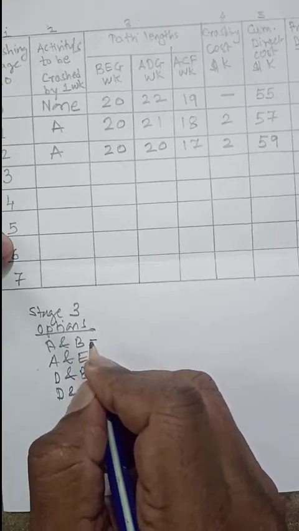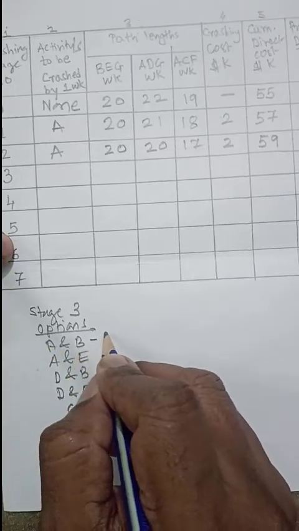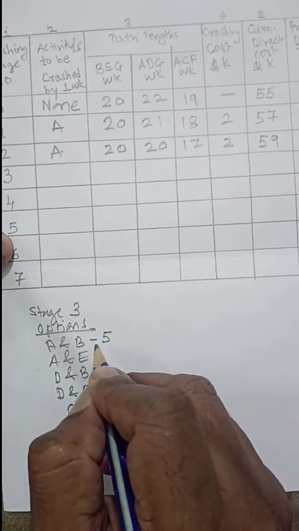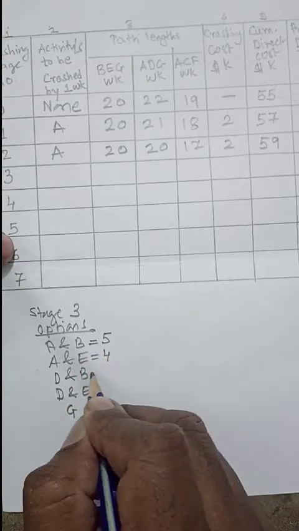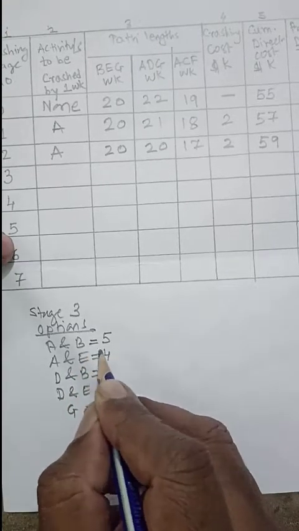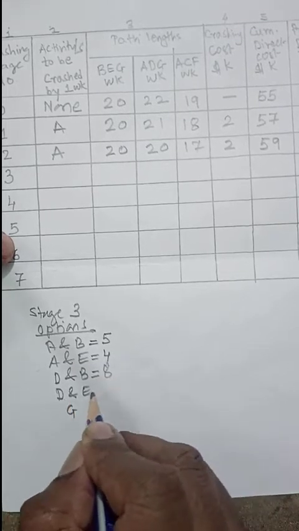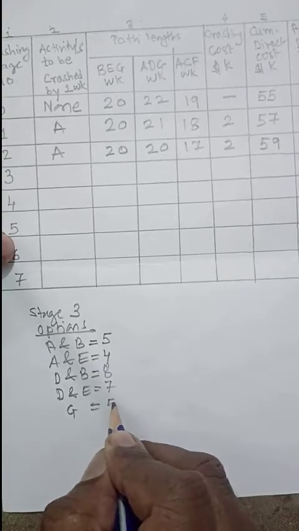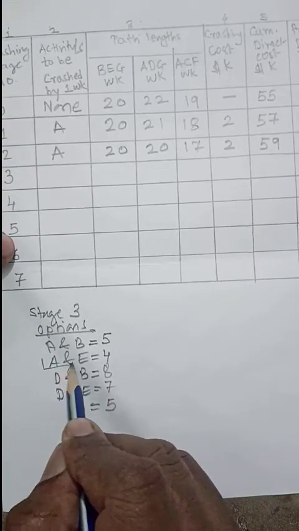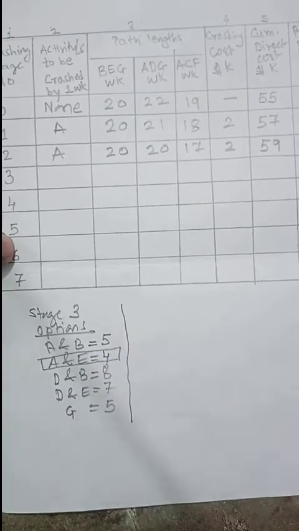So A and B will cost me a total, if I crash A as well as B, of 5. Here I am going to spend 4. D and B, this is the addition of cost slopes. Here I am going to spend 8. Here I am going to spend 7. Here I am going to spend 5. So obviously my choice is to go for A and E in my stage 4.